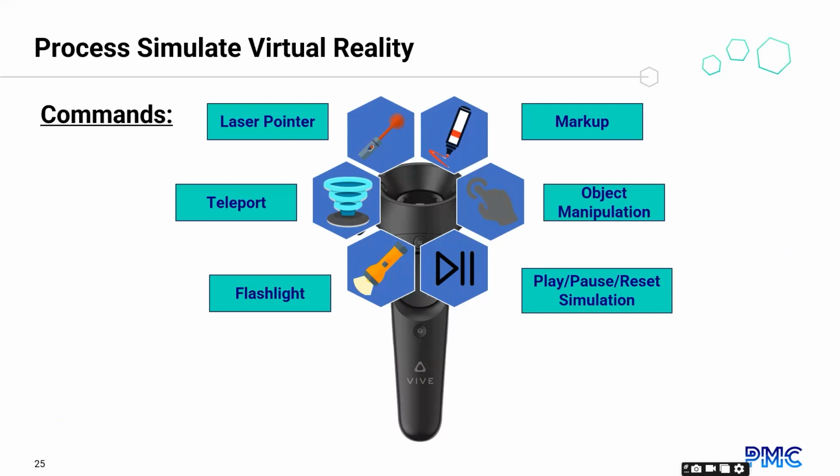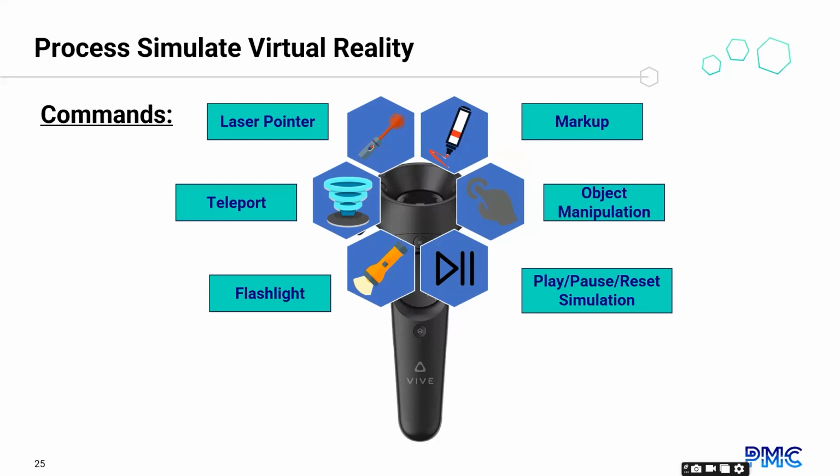We can access all these commands through the controller, the Vive controller. So we have the laser pointer. It means that we can point to some object. We have the markup. As I just commented, we can mark some objects. For example, if we detect a collision, we can circle it or put some drawing and send it to others involved in the project.